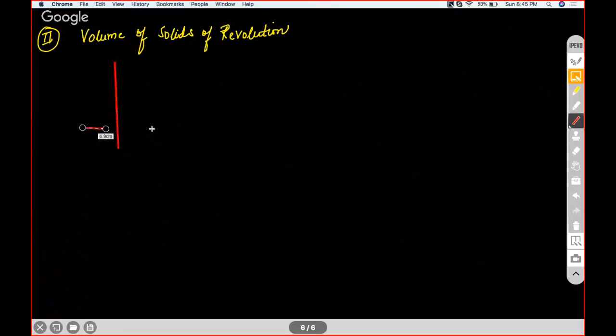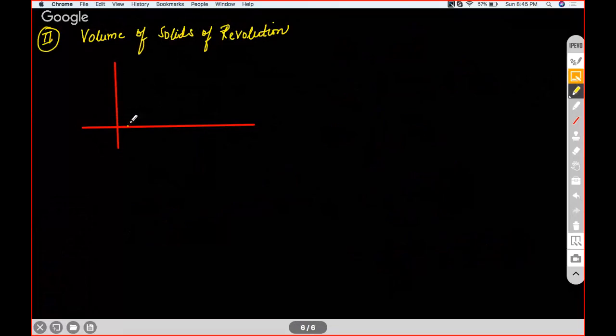Second is volume of solids of revolution. So many times what happens is that you may be given a curve. Let's say the curve is like this. I'm just drawing an arbitrary curve.